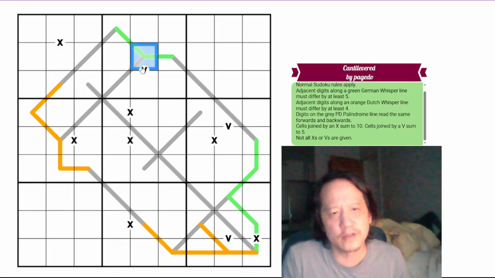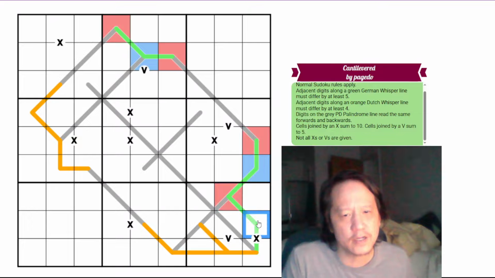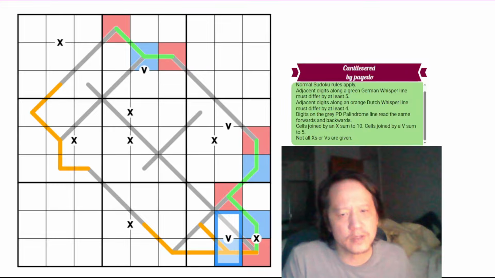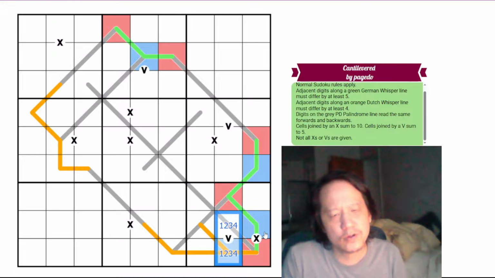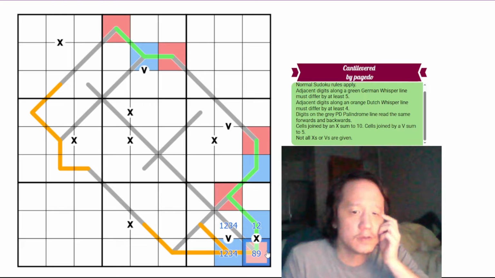This is definitely low, which is next to high on a whisper 5 line. So this is high, which makes this low, which makes this high, which makes that low, which makes this high. This is definitely a low. Adds up to 4. This has to be either, so this has a difference of 5 between them. Cannot be 3, 7 or 4, 6, so it's 1, 2, and this is 8, 9.